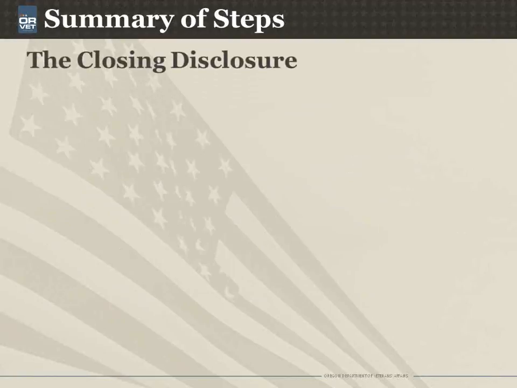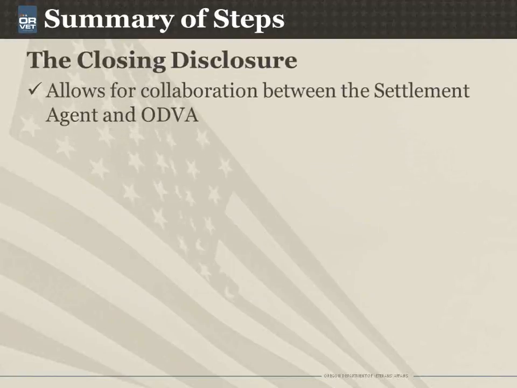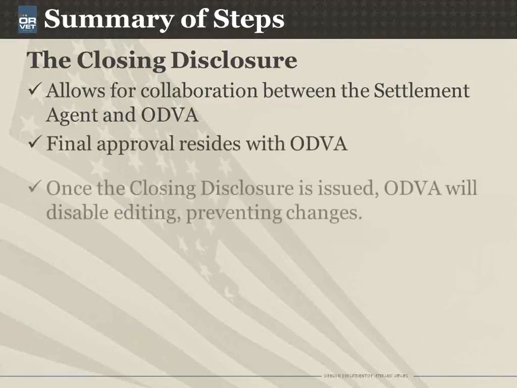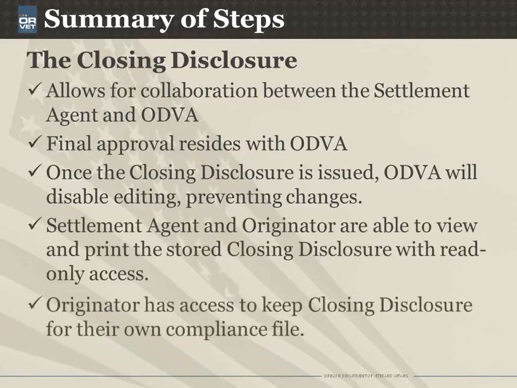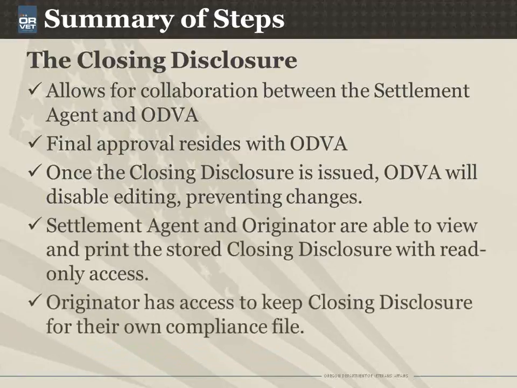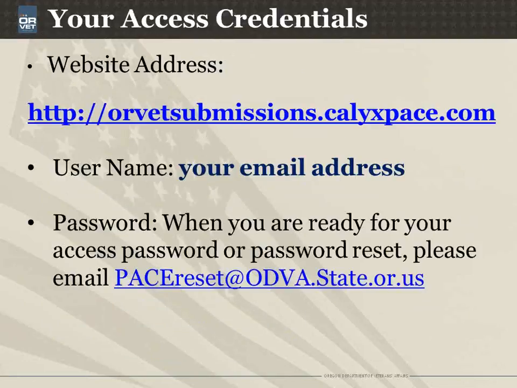With the closing disclosure, it's very much a repeat, with more involvement by the settlement agent. So I make an additional request to make sure that information gets input in the contacts right at day one. Again, for the closing disclosure, the PACE system allows us to have that collaboration. We're the ones that have the final approval on that. Once it is issued, we will disable it so there are no further changes allowed. And again, you are always able to view and print those stored disclosures and then keep a copy for your own file.